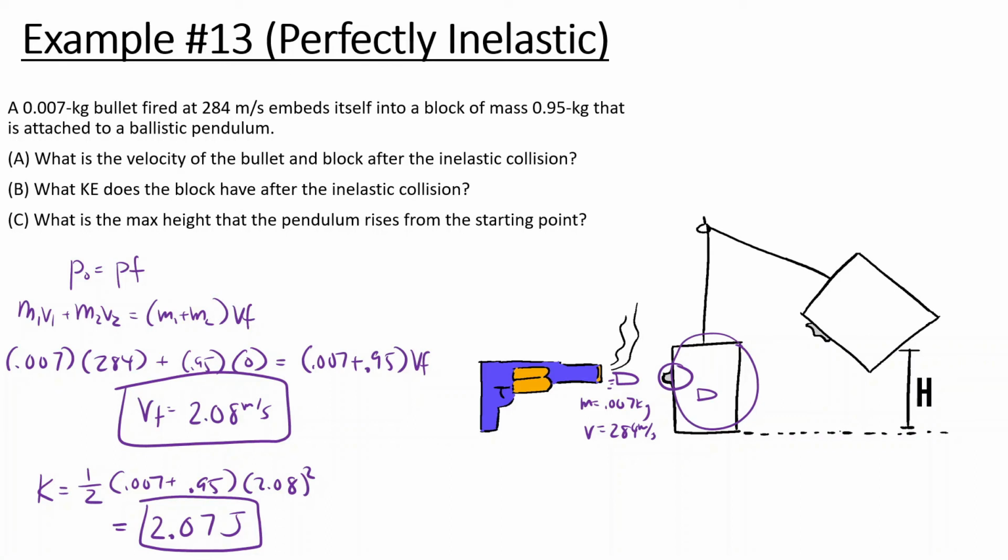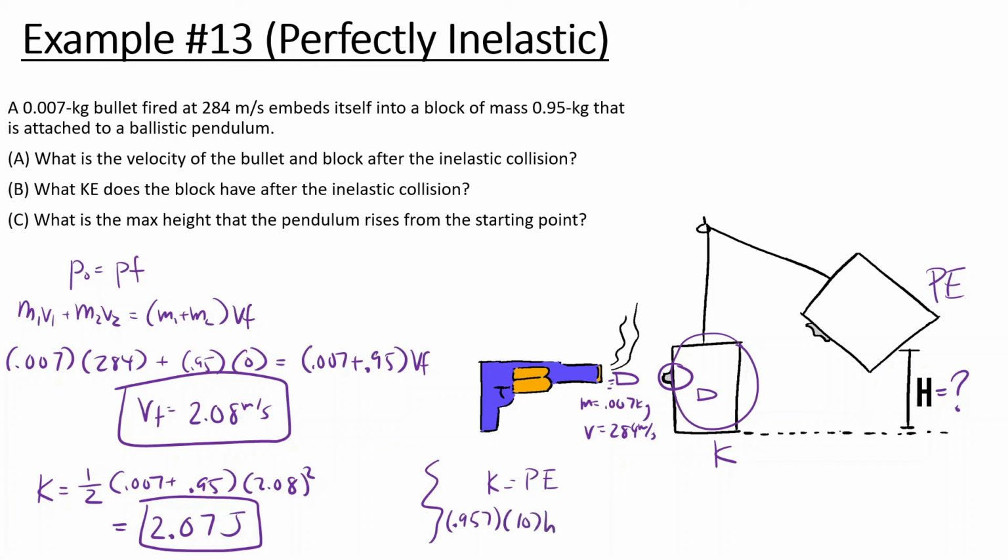The last point is, what is the max height that the pendulum rises from the starting point? So we're looking for what this height is. Let's see if we can figure this out. What we should know is that at the very beginning here, that's all kinetic energy, and then it turns into all potential energy, or gravitational potential energy. So we know all kinetic energy turns into all potential energy. We have the mass, which is 0.95 plus 0.007, gravity, which is 10, and the height, which we're looking for.